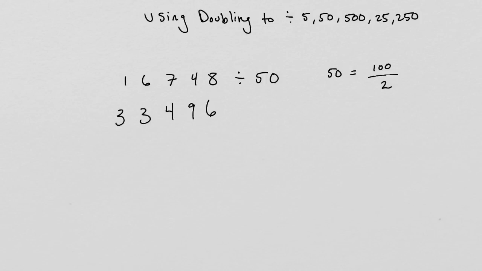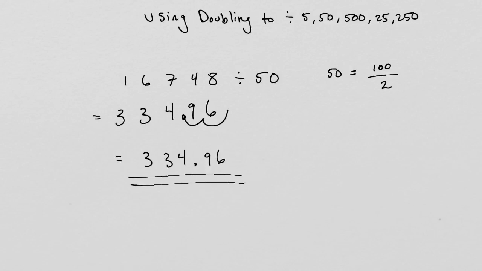Okay, now simply bring that decimal over twice. That's what happens when you divide by 100. So our final answer is 334.96.